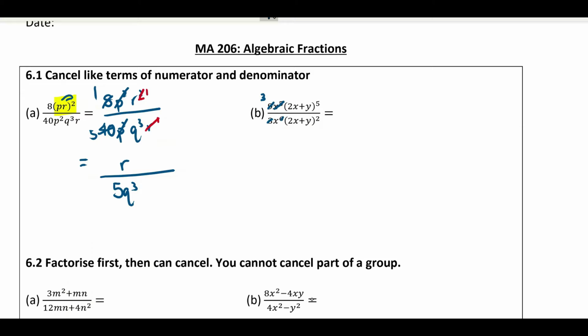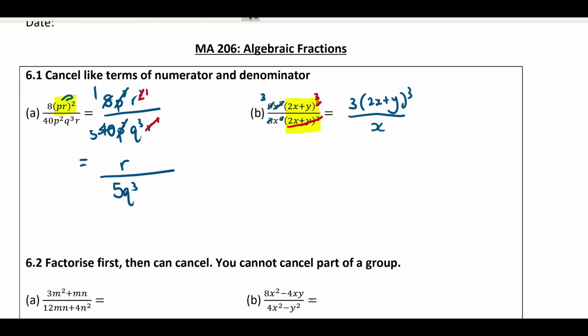Now this is the important part. This guy is one group. This guy is the same group. So power 5, power 2. Take away all the power 2. 5 take away 2, left with 3. So my numerator is 3 bracket 2x plus y to the power of 3, because this 2x plus y is the same group, over x.